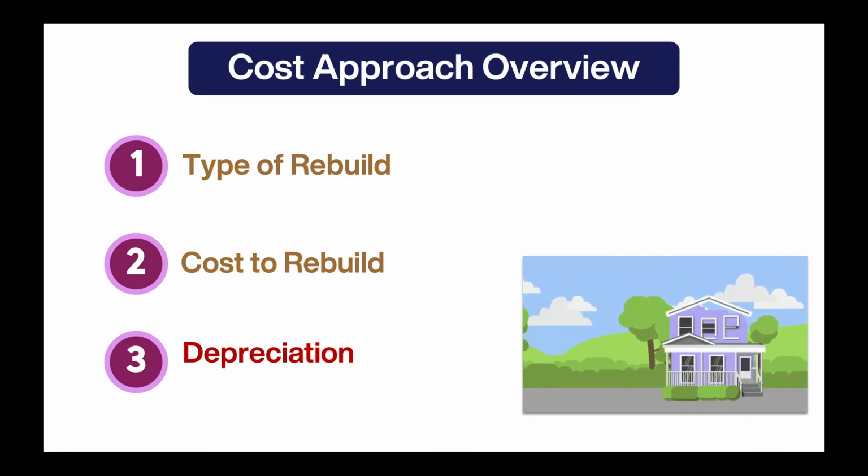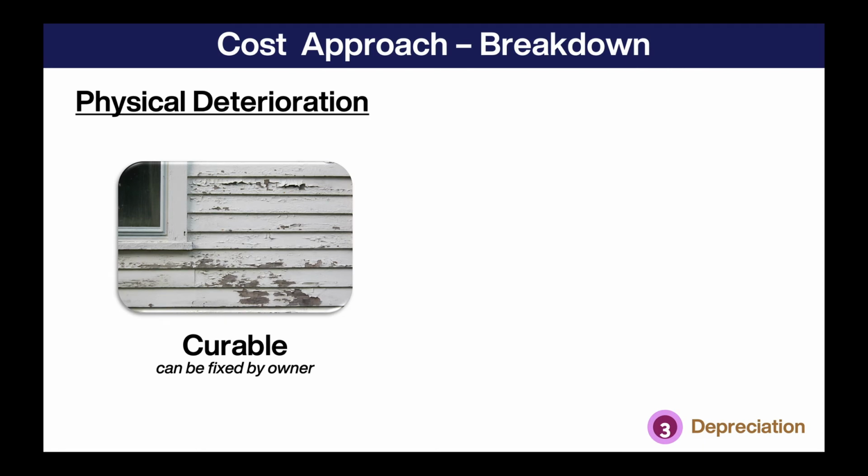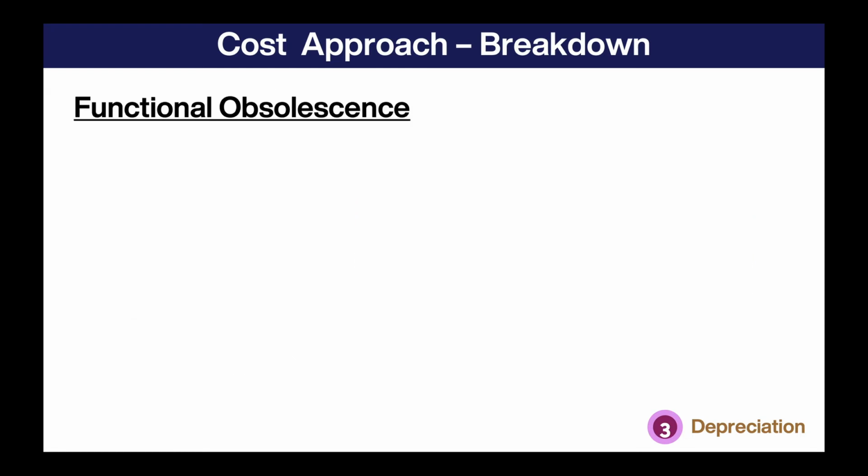And there are 2 options for depreciation: the breakdown method or the age straight line method. In the breakdown method, there are 3 different types of depreciation. Physical deterioration refers to the unrepaired damage from the elements or normal wear and tear. It can either be curable, something the owner can fix, or incurable, something that cannot reasonably be replaced or repaired by the owner. Functional obsolescence relates to deficiencies or undesirability in the systems of the structure.